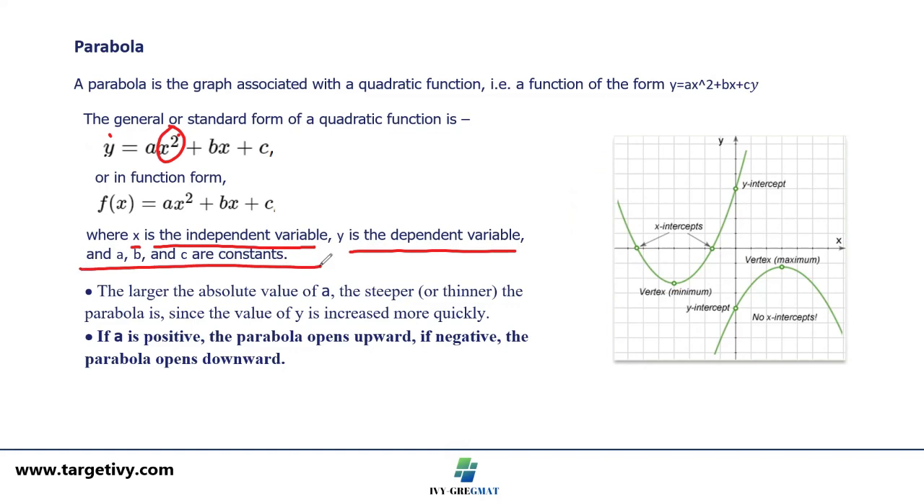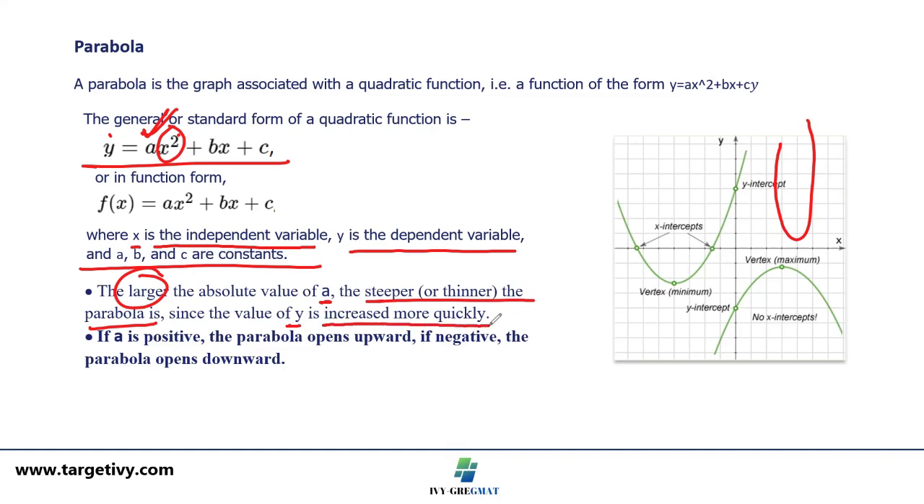If I look at an equation like this and plot a graph, the larger the value of a, the steeper or thinner the parabola will be. It will be like this, since the value of y increases more quickly. So the larger the value, the larger the change here, and the value of y will quickly increase.